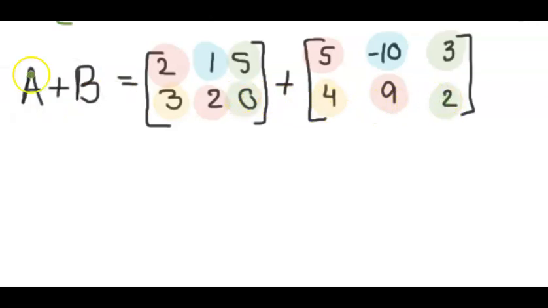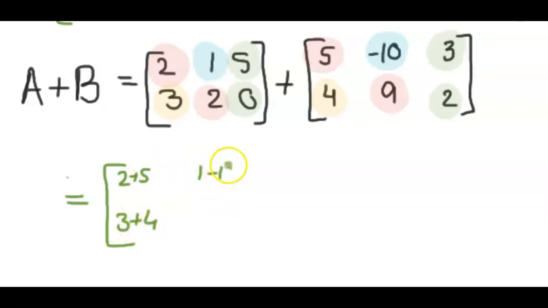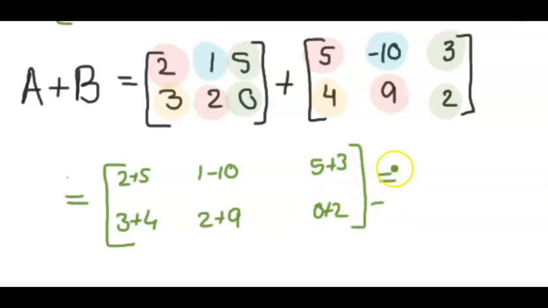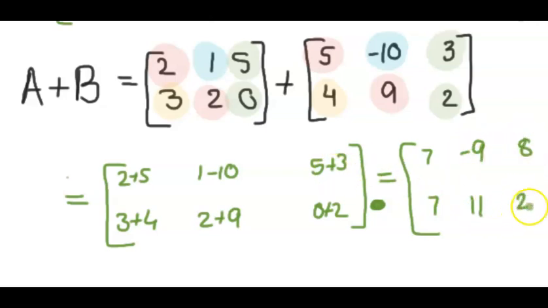So now A plus B will become 2 plus 5, 3 plus 4, 1 plus minus 10. Because of the minus, so 1 plus minus 10. 2 plus 9, 5 plus 3, 0 plus 2. Then I add them. 7, 7, minus 9, 11, 8, and 2.